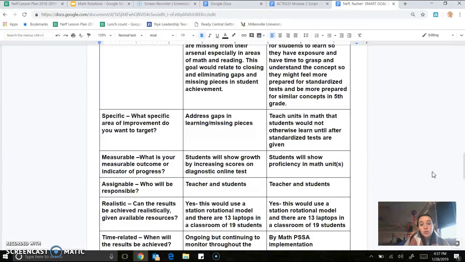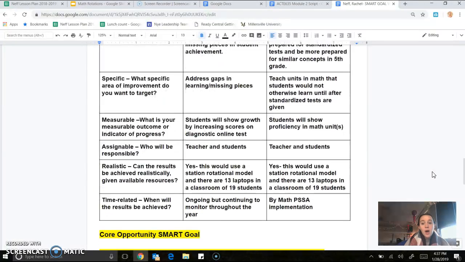The measure that I would have is that students will show proficiency in the math units. Again, it would be teachers and students responsible. I myself as a teacher would be guiding them, giving them the jobs that they have to do each day, what they're doing in each rotation, as I get into next. And it's on the students to really have some more responsibility and be invested in learning this. So this is a realistic goal for me and my class. Again, I would use the station rotational model, and there's 13 laptops in a classroom of 19 students. And this would be done by math PSSA implementation.